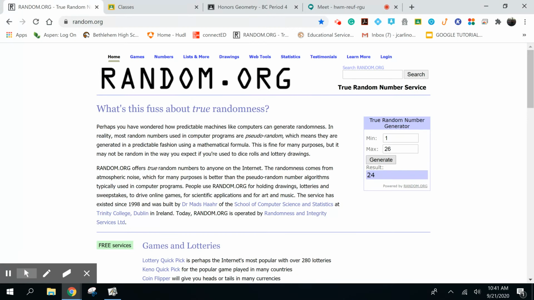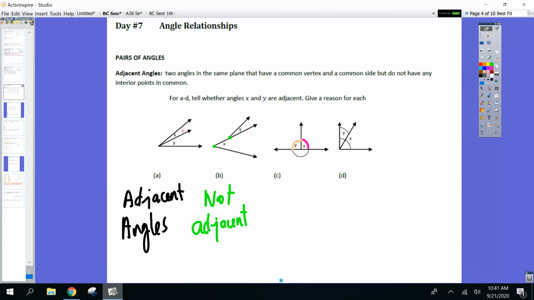Emily, ready? Do they have a common vertex? Yeah. Check, they do. Do they have a common side? Yeah. Yep, it's that vertical ray right here. Okay, ready? Is that point also in Y? Is that point also in X? Can I get a point that's in both at the same time? No. So what can we say about these? They're adjacent angles. Good job, Em. So these are adjacent angles.